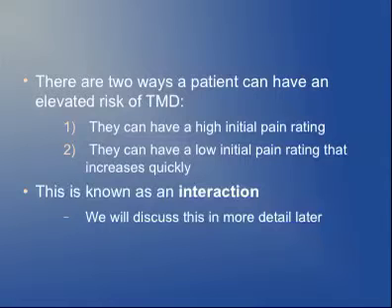So, when we fit the multivariate model to take the effect of the first pain rating into account, suddenly the rate of increase variable became significant. And this is what's known as an interaction that we'll discuss in more detail in a later lecture. The important take-home message here is when we didn't include the first pulse rating in the model, we got a biased result. We thought that the rate of increase wasn't significantly associated with TMD, even though it actually was.